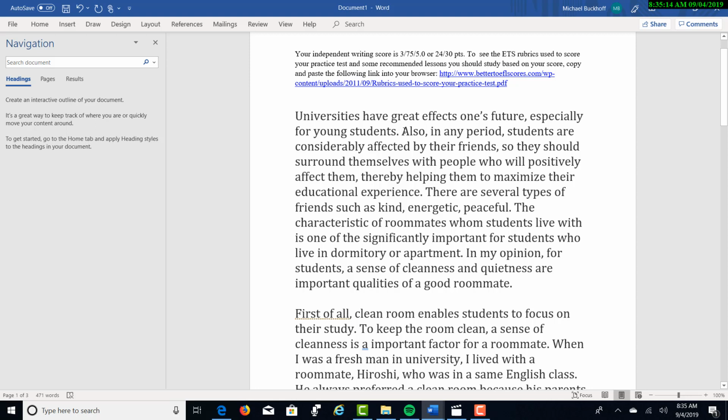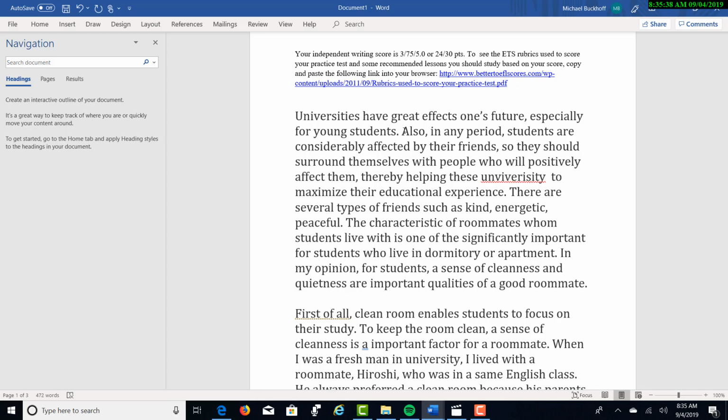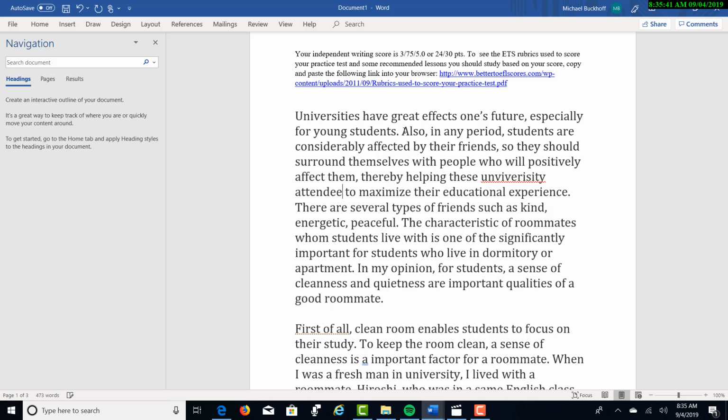So let's read it. Also, in any period, students are considerably affected by their friends, so they should surround themselves with people who will positively affect them, thereby helping, how about, these university attendees to maximize their educational experience.